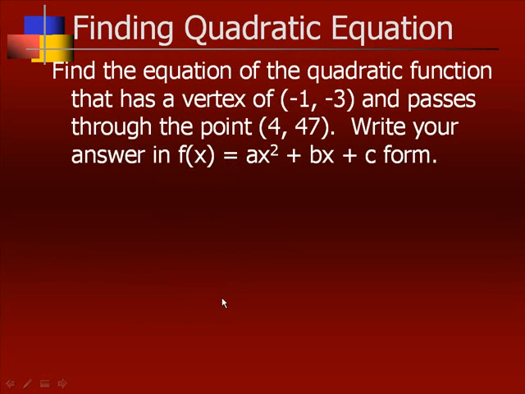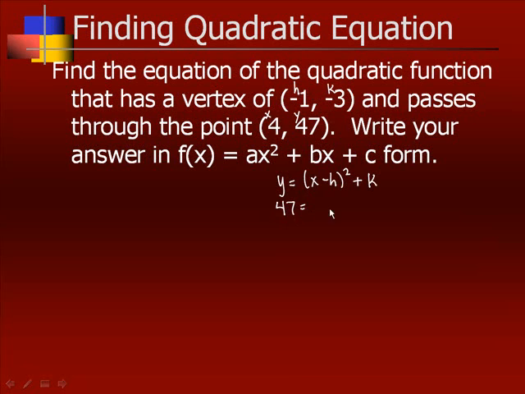Now, let's go a different way. Let's find the equation of the quadratic function that has a vertex of negative 1, negative 3, and passes through the point 4, 47. Then it says to write your answer in f of x equals ax squared plus bx plus c form. Well, because they give us a vertex, let's go back and think about our vertex form. y equals a times x minus h squared plus k form. We know a vertex, this is h, k. We also know a point, this is x, y.